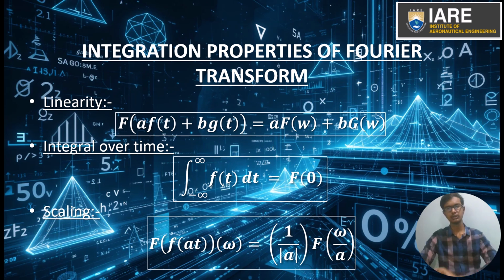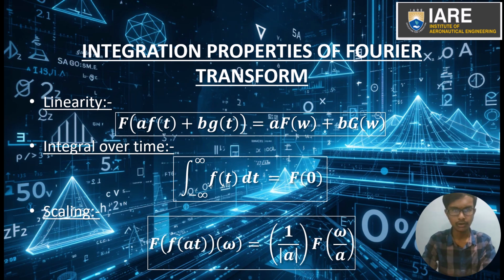Now let's go through the integration properties of Fourier transform. There are three main properties. The first is linearity. As we can see, the formula is F of a f(t) plus b g(t) is equal to a F(omega) plus b G(omega).